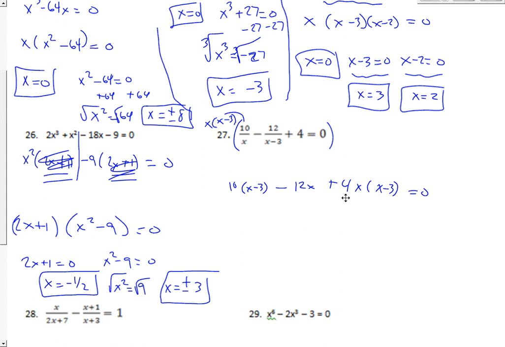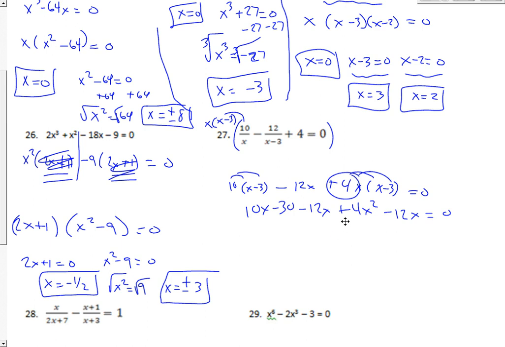Now I need to simplify this out. I'm going to distribute the 10. I get 10x minus 30 minus the 12x. And then I have to distribute the 4x, and I get plus 4x squared minus 12x equals 0.